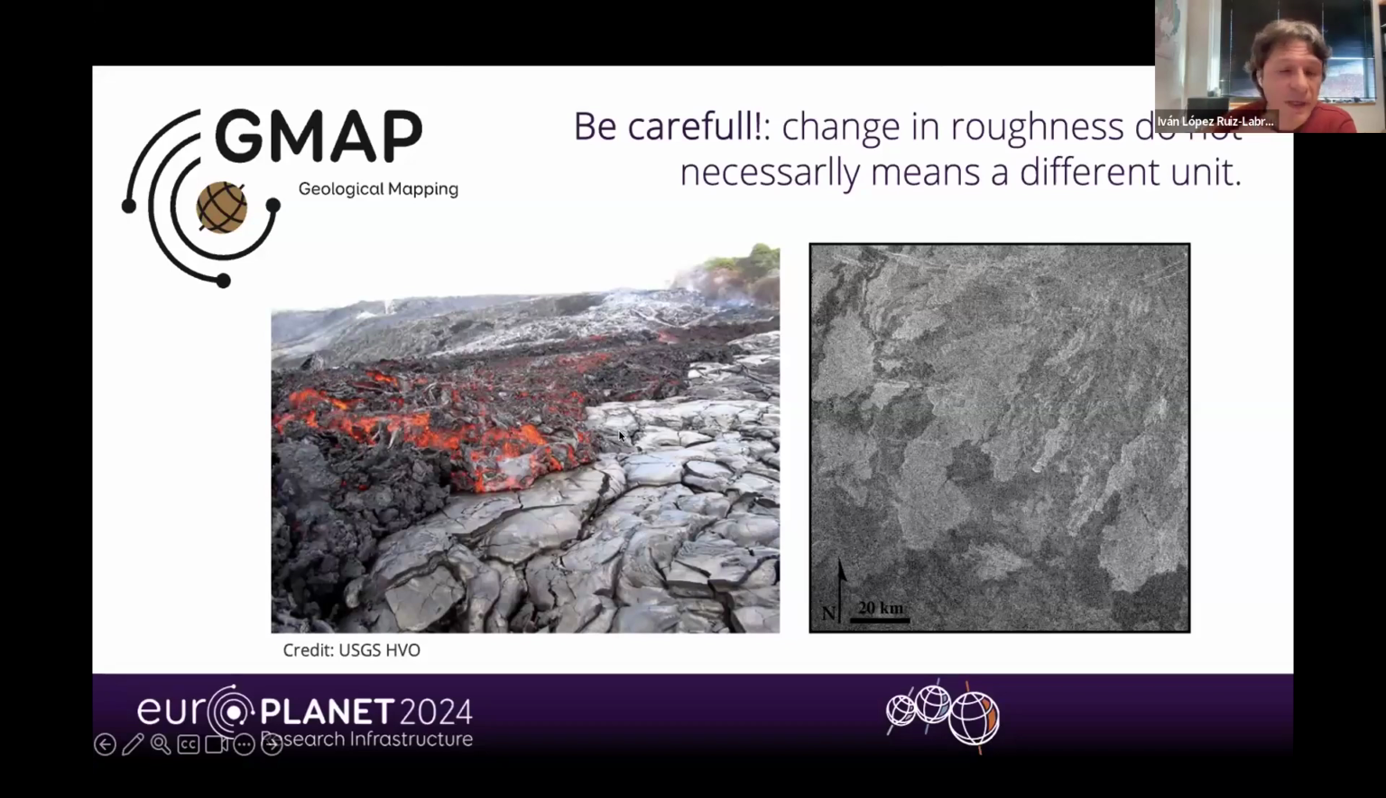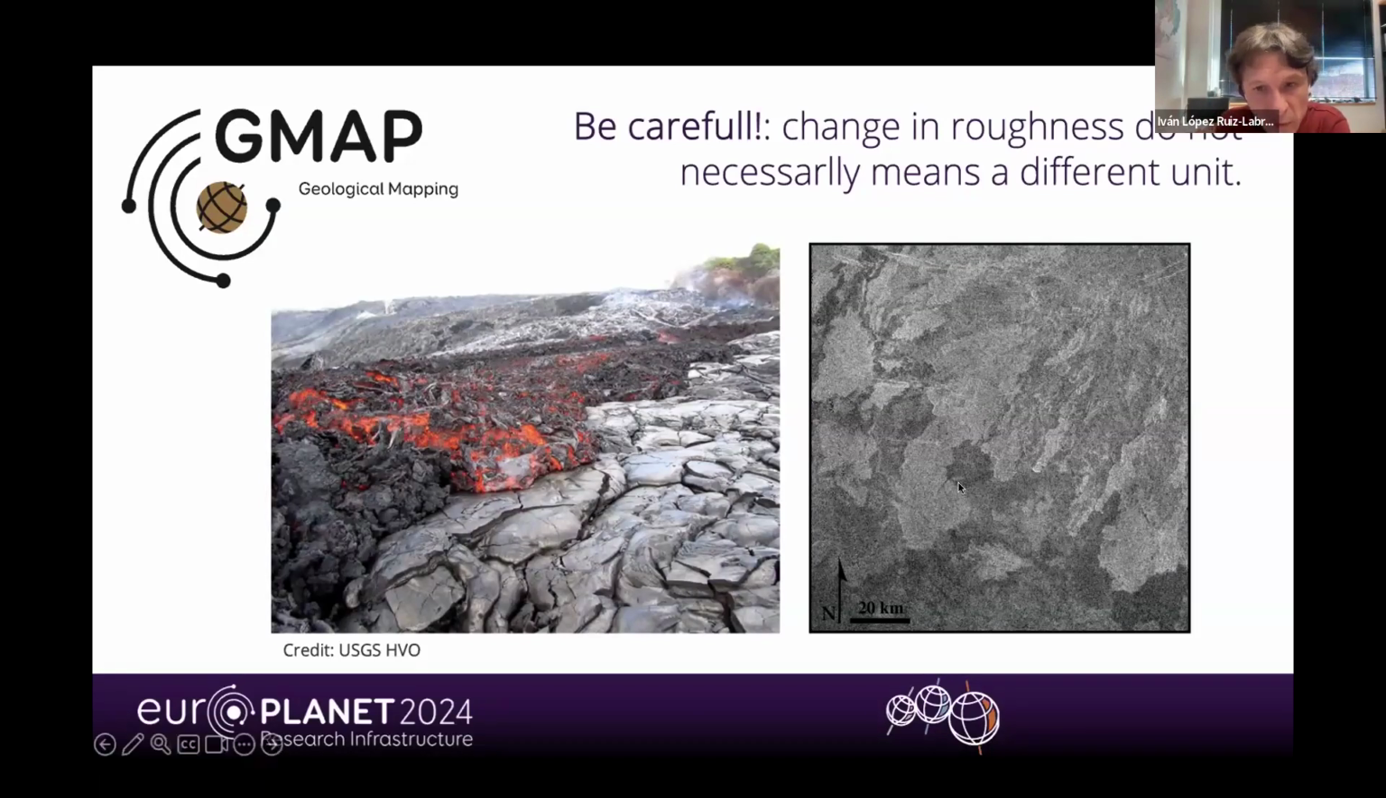But as the flow evolves and cools down, it's harder for the flow to run through the surface. It gets blocky. It gets rougher. It's more like an aa or a blocky lava flow. And in this case, this will be brighter in the radar image. But the unit is the same, they are the lavas from the volcano. It's just a change in texture produced by the different evolution of the volcanic process.